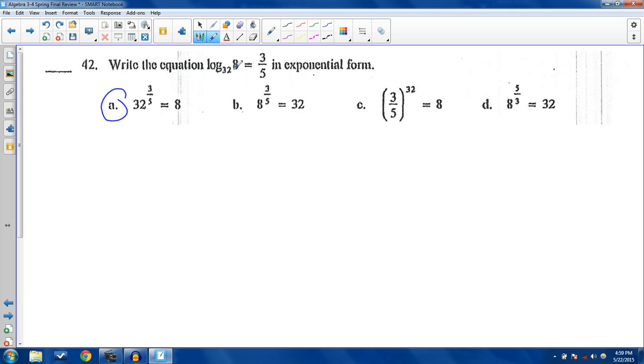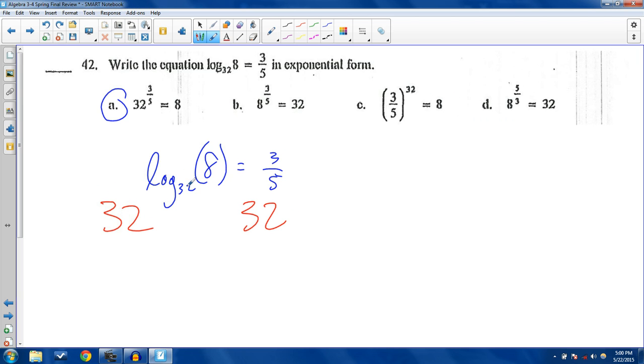But the log of something gives you the exponent. This answer is the exponent, so there it is: 32 to the 3/5 equals 8. If you didn't know that, that other log property is, as we've been doing, raise these with 32s, just like that. 32 to the log base 32 of 8 is just 8. And as you can see over here, you have 32 to the 3/5.